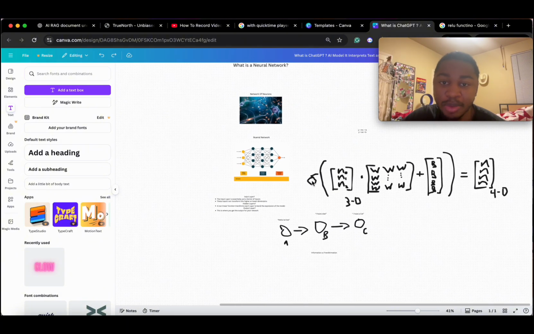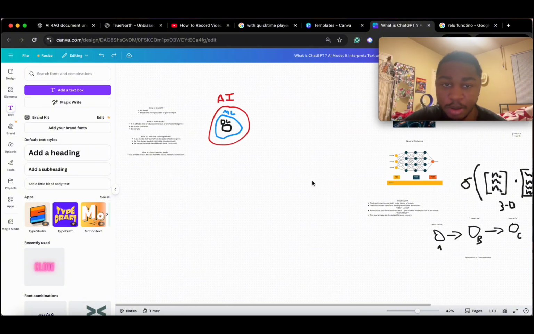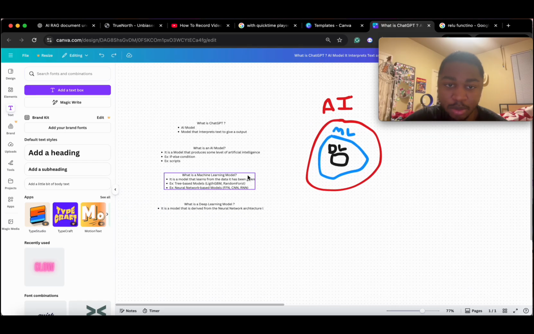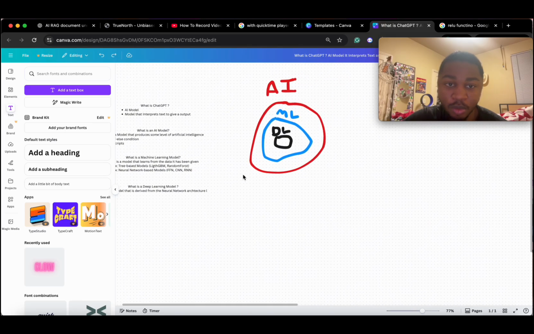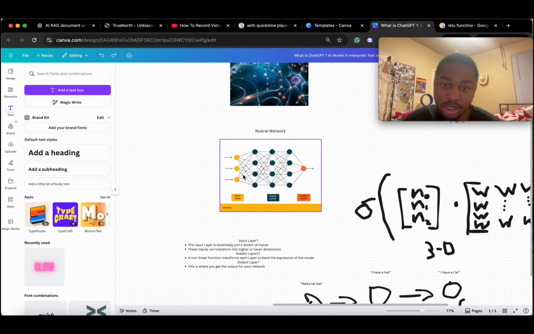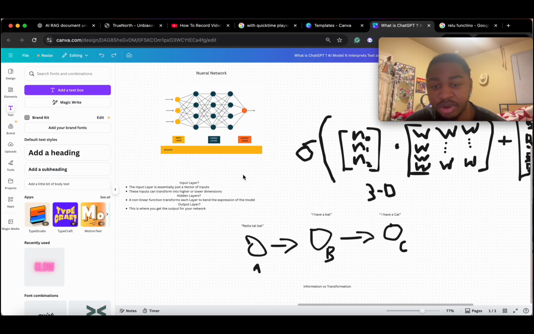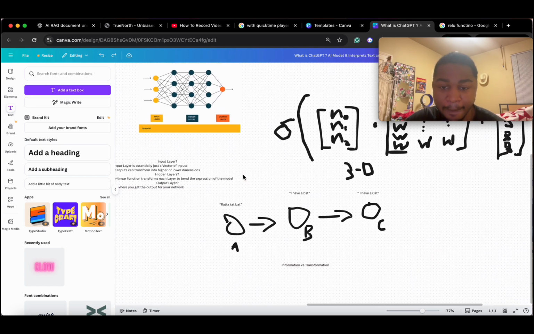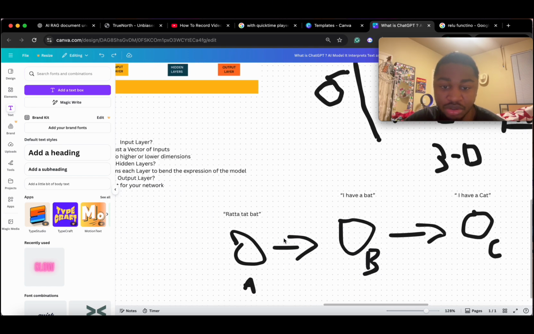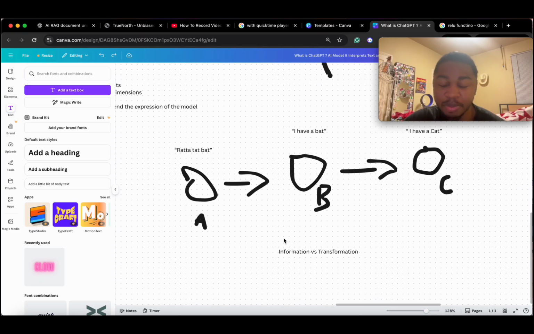But yeah, essentially this is how I'm going to wrap this up. This is part one of how ChatGPT works. More specifically, what is a neural network? How does that work? And I added a little bit of my own 2 cents on the balance between information and transformation.